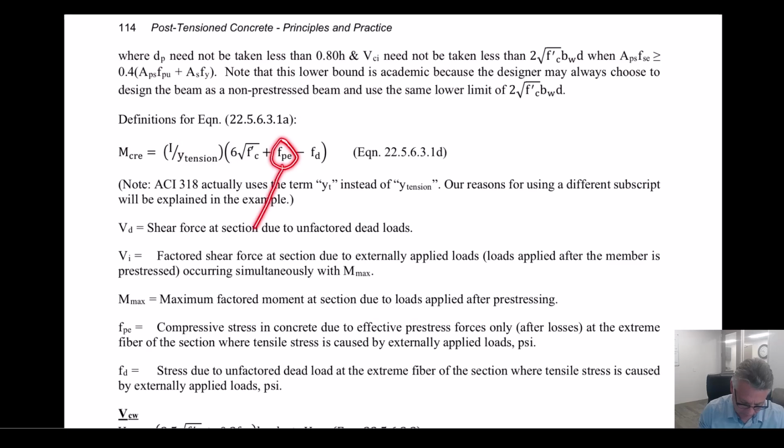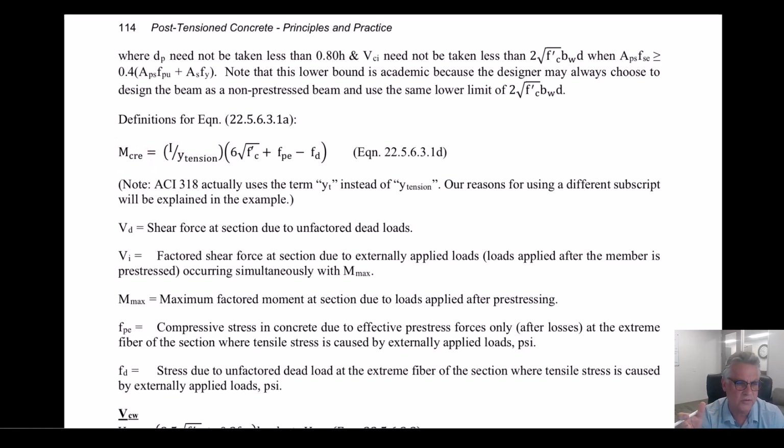FPE is defined as the compressive stress in the concrete due to the effective pre-stress forces only. So just the compressive stress due to pre-stressing, where tensile stress is caused by externally applied loads. So to understand this, what they're saying is that externally applied loads are going to create tension. We're trying to figure out with that tension when this beam is going to crack.